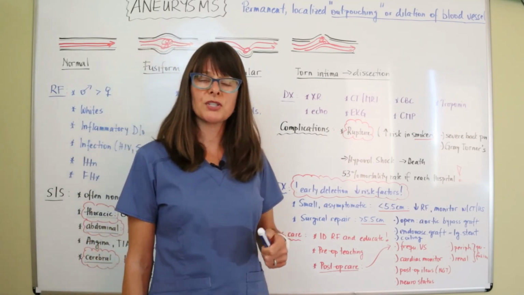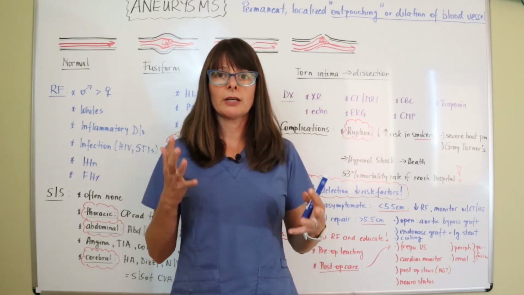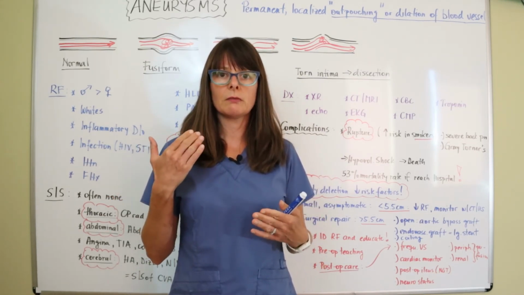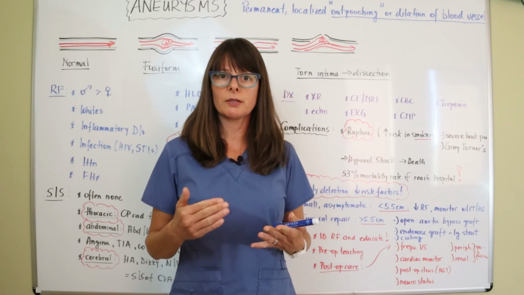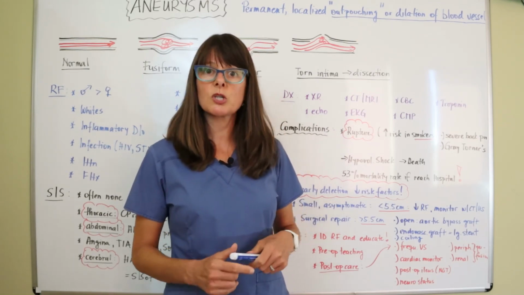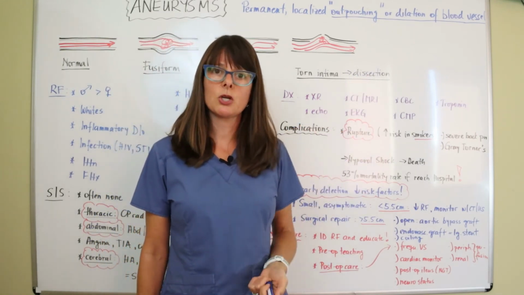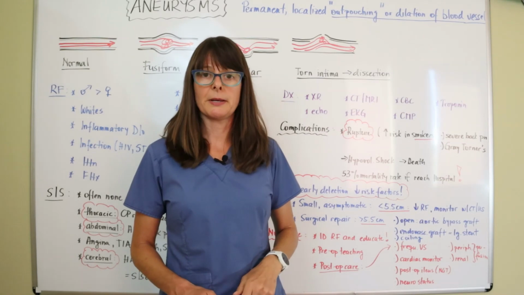Thank you so much for watching this video on aneurysms. Remember that they can occur in different locations, but the most common and the most serious ones are the thoracic, abdominal, and cerebral aneurysms. And then please also watch my video that goes into the aortic dissection, which is this complication that can occur and what can be done about that.